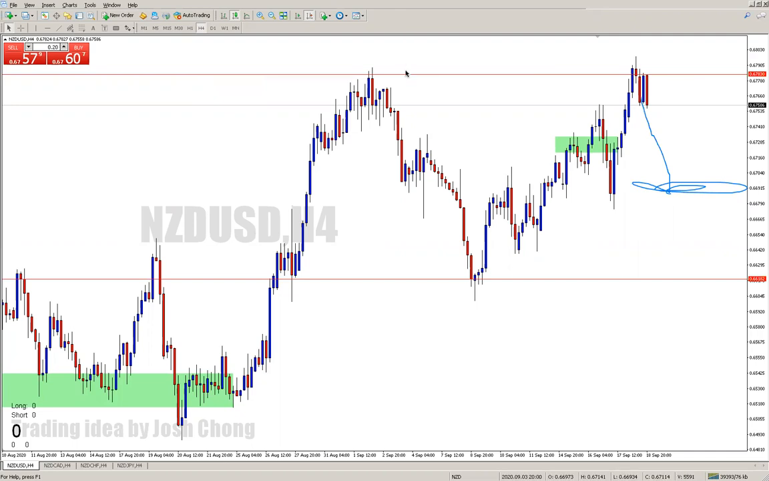So currently for the New Zealand dollar, we still need to depend on the Monday market, see how it's going to open. Is it open here or is there a gap drop? If there's a gap drop, I can see it going down until this level. This level definitely has a lot of sellers there, but trend wise, still in an uptrend.